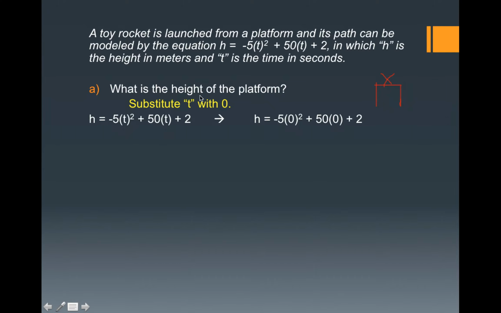So we substitute t with 0, and we find that these first two terms cancel out, and we are left with h equals 2. So the height of the platform is 2 meters high.